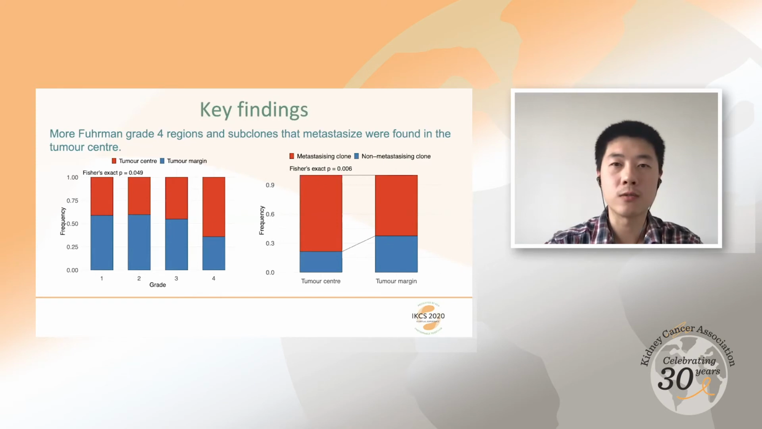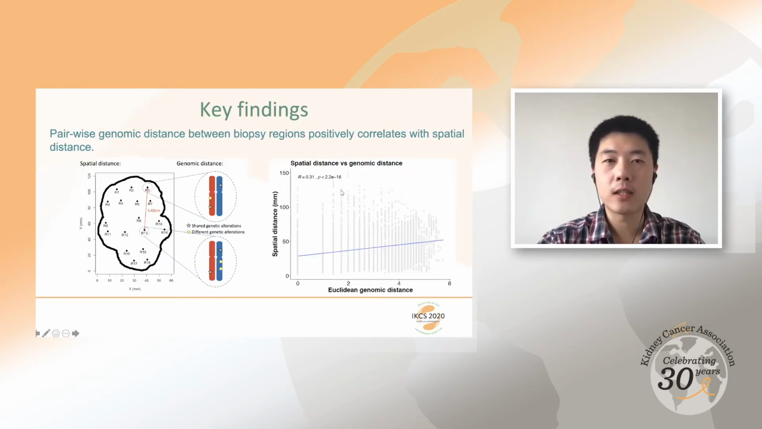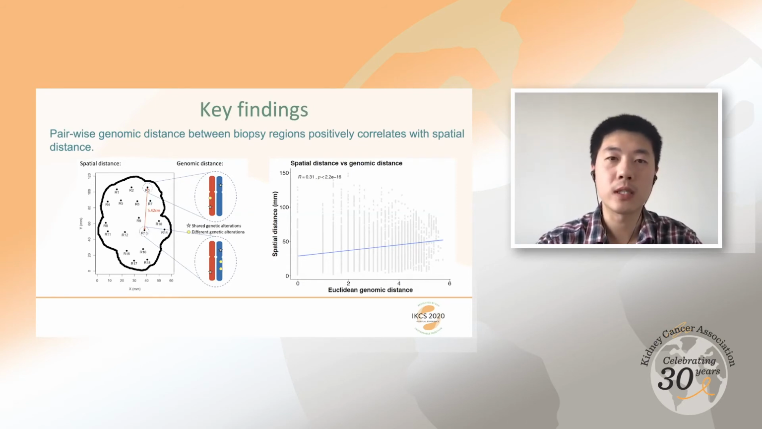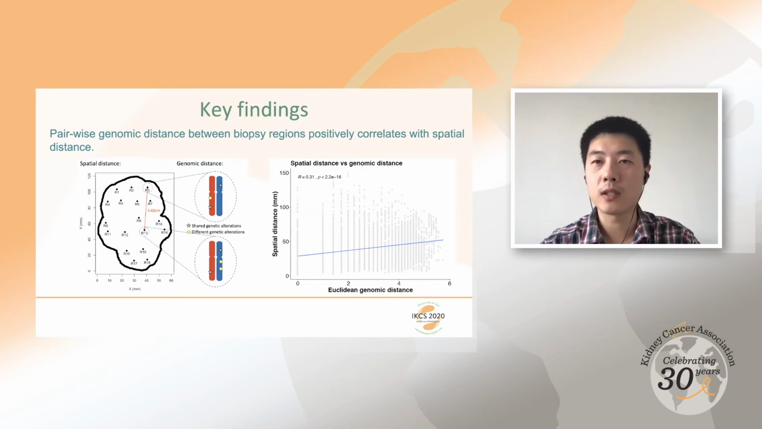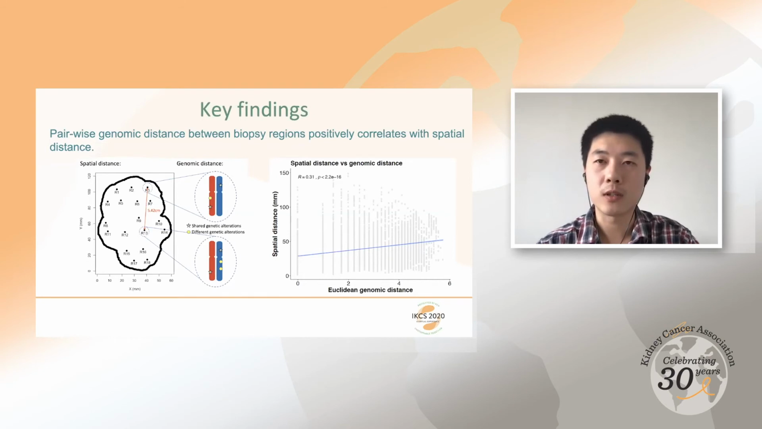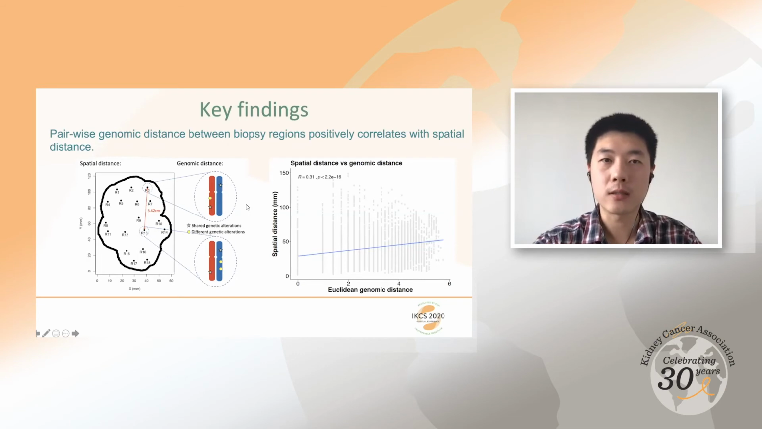And finally, we calculated the pairwise genomic distance between each two biopsy regions and the pairwise spatial distance between each two biopsy regions. And we saw a positive correlation between those two kinds of distances. And that suggested that the further apart two biopsy regions were, the more different their genomic backgrounds were, which reflects our intuition.